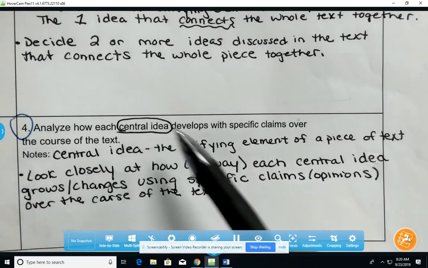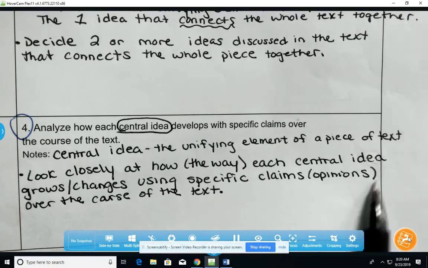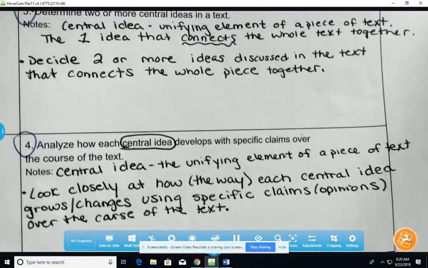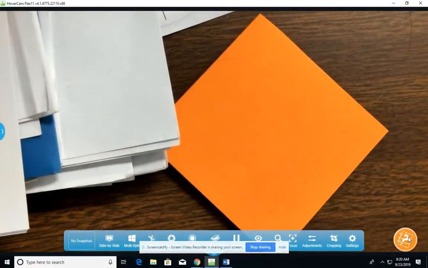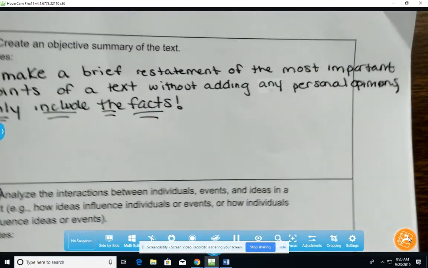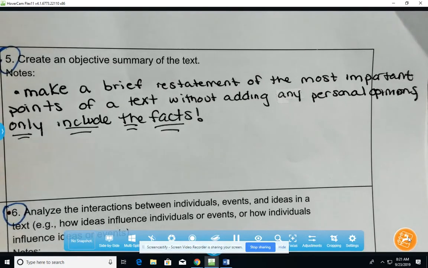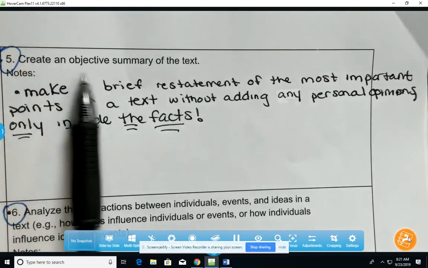So when we're looking at how the central idea develops, we're looking at how those opinions, those claims that the author uses, the way in which the author develops them, that grows them over the course of the text. And then the last specific learning target in phase 1 we're connecting to is what you have to write at the very end of your discussion after you find that key sentence that you would call the main idea sentence. And that's an objective summary of the text, learning target number 5.